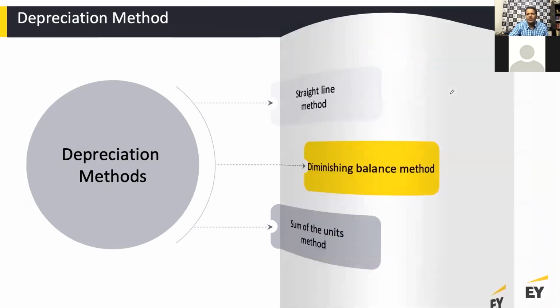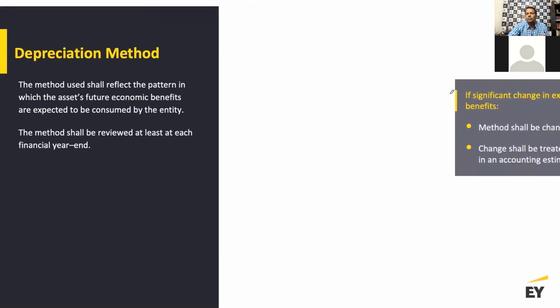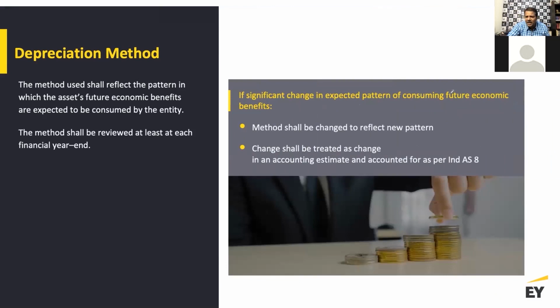from a recognition perspective on depreciation, right? So that's the important thing. The method you choose shall reflect the pattern in which the asset's future economic benefits are expected to be consumed by the entity. What I was trying to say is that the method of depreciation should reflect the expected economic benefit you're supposed to derive or generate from the usage of that asset, and that has to be reviewed at each balance sheet date. However, again, we don't see too many companies changing the method of depreciation on a frequent basis.